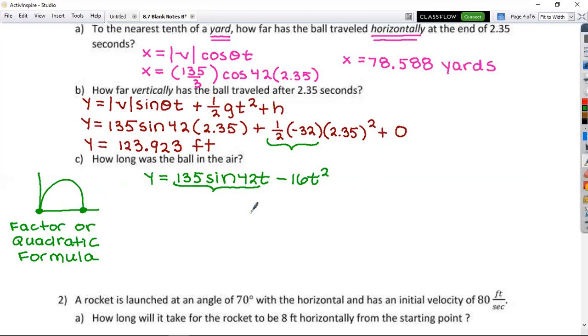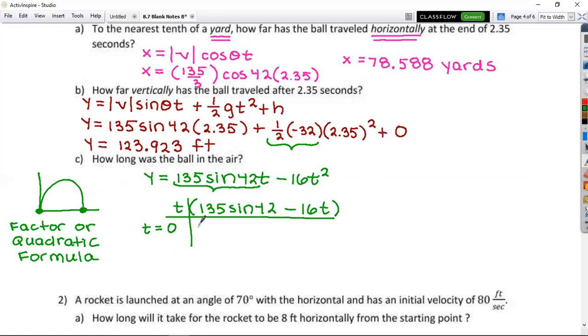Okay. So what do we want to do on this one? Factor or quadratic formula? What do you guys prefer? Factor? Yep, it's faster. So I'm going to take out just a t, to isolate that. And then we've got 135 sine 42. And I'm also going to take out a 16t like this. And that allows me to get that my first answer is just 0. So this one occurs at a time value of 0.